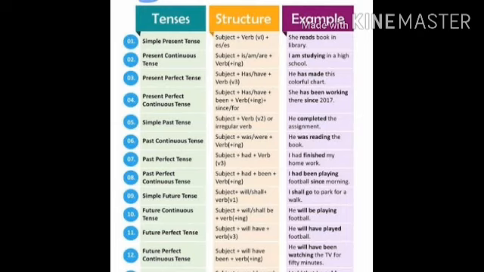In future perfect tense, formation is subject plus will have plus third form of verb plus object. He will have played football. This is the example of future perfect tense. Okay students, last one is future perfect continuous tense. The formation is subject plus will have been plus first form of verb plus ing plus since or for plus time of period. Example, he will have been watching the TV for 50 minutes. So this is the example of future perfect progressive tense.